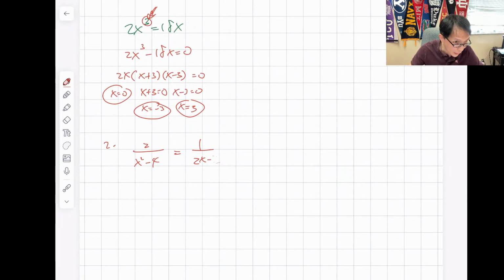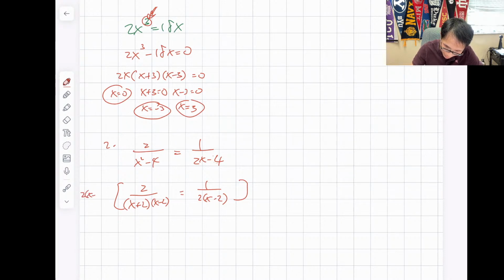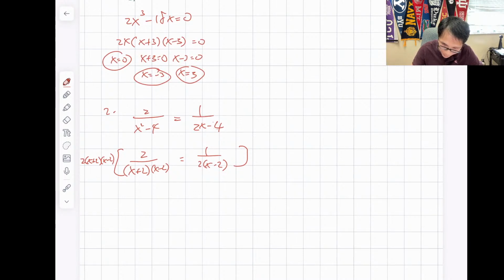So 2x minus 4. Now, what I can do is factor this: x plus 2 and x minus 2. I can choose to cross multiply, but right here I'm going to choose something a little bit different because I want to get rid of the fraction. Learn how to get rid of fractions. So it's 2 times x plus 2 times x minus 2. If I multiply this by this first, those things are going to simplify to each other.